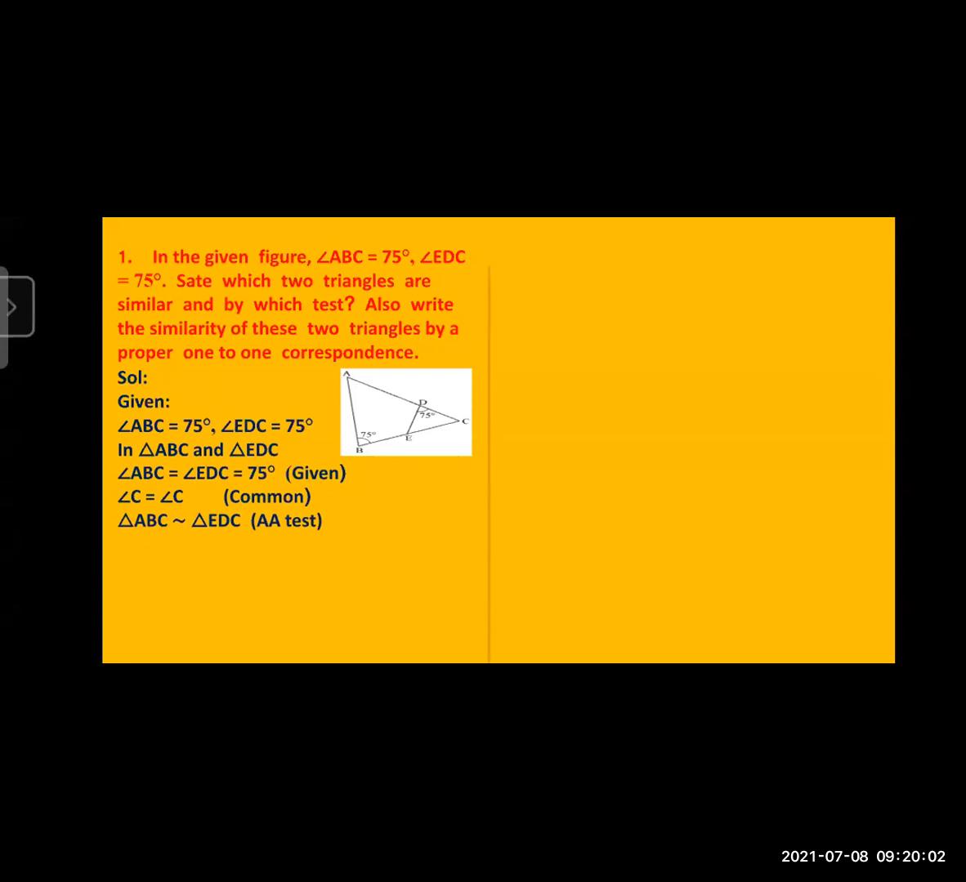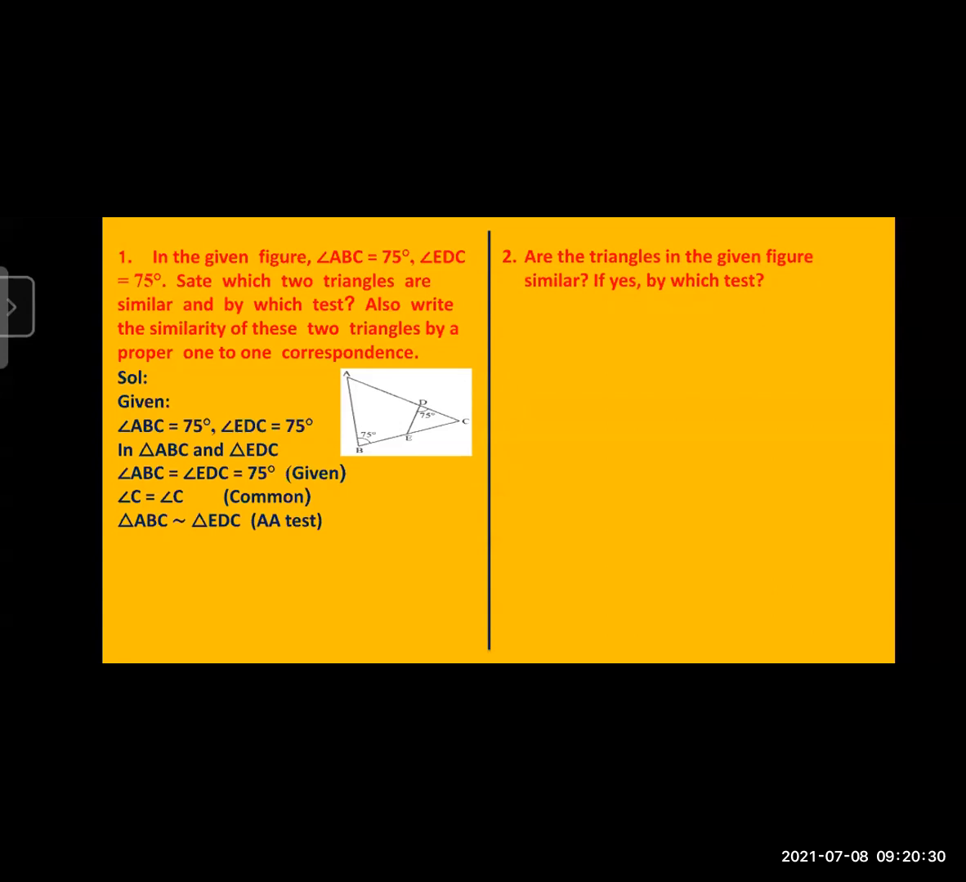AA test of similarity. It's very simple. First you check which two angles are given. B is given and D is given. So we take that first. Second, C is common, and two conditions are required. If B and D are equal, and C is common, then E and A will automatically be equal. Okay. Now second question.